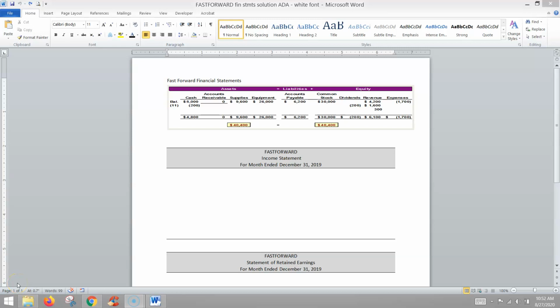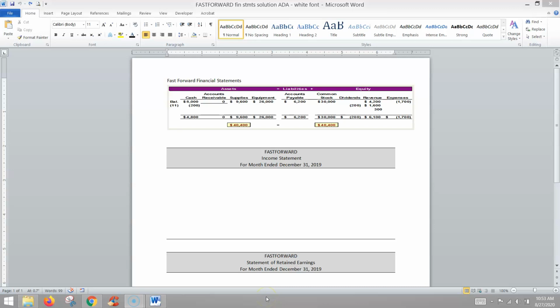Hi, I'm going to walk you through the exercise fast forward financial statements. So as you can see at the top, we have our accounting equation, we have our accounts listed, and we have the dollar amounts. These can also be found in the PowerPoints for Chapter 1. So we're taking this information, we're going to prepare our financial statements.